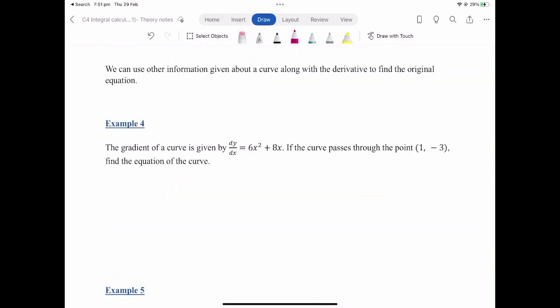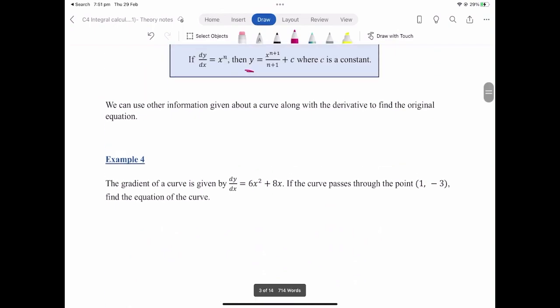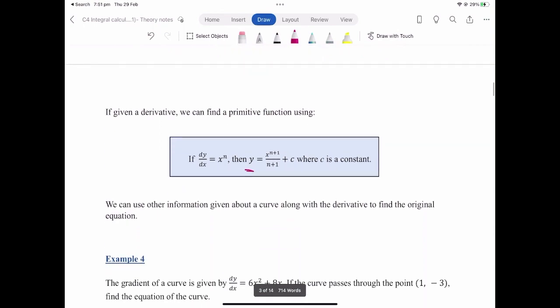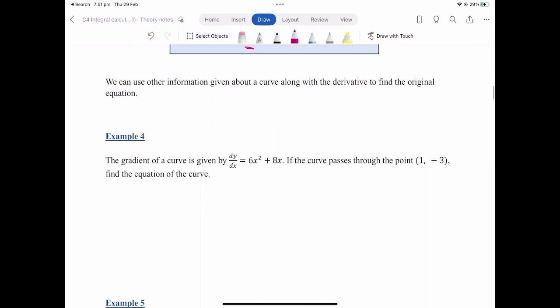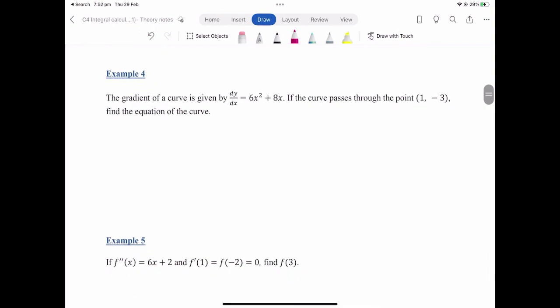Okay, example 4 is asking us, well, we've got dy/dx is equal to 6x squared plus 8x. So we've got the derivative of the function. And it's saying, if the original curve passes through (1, -3), what is the curve? So we're going to move away from just writing the plus c on, and actually find what that value is. So let's have a crack.